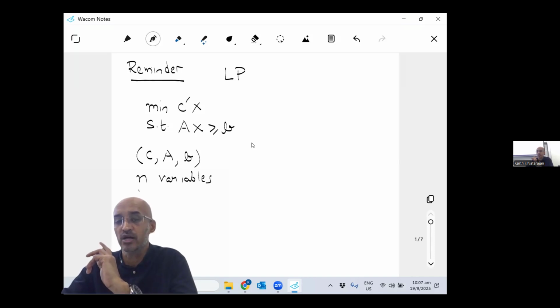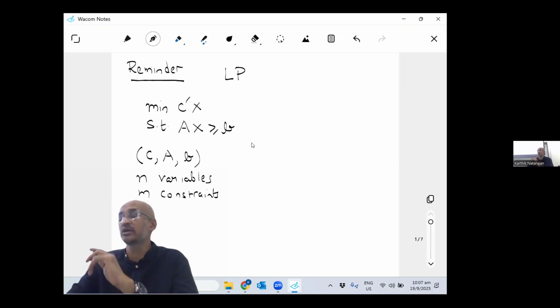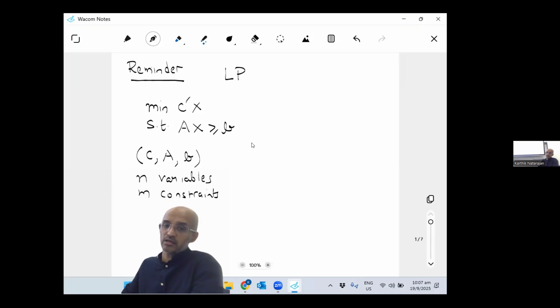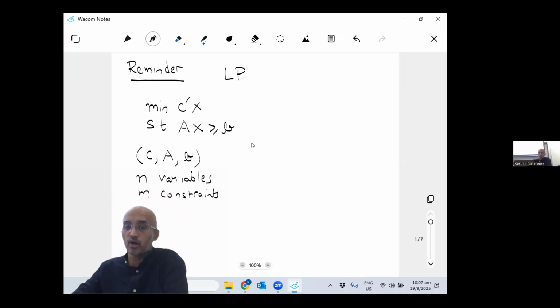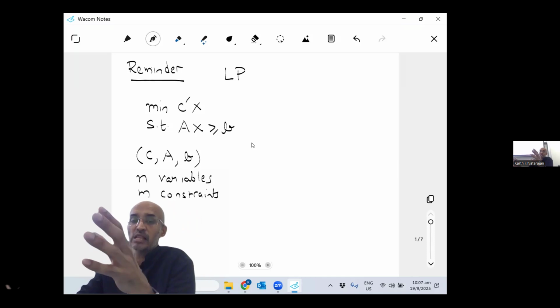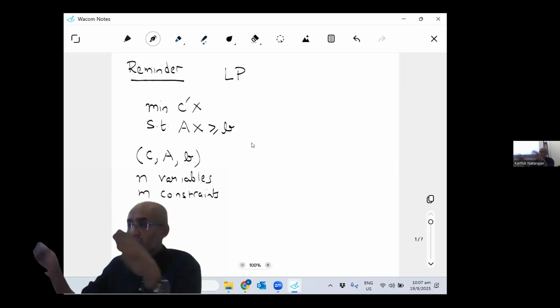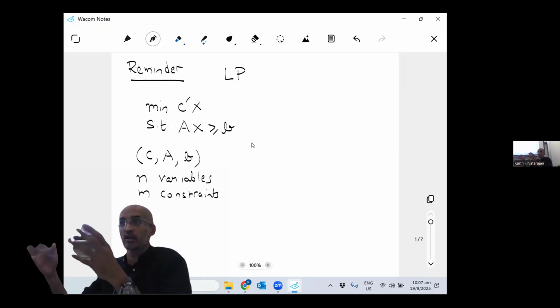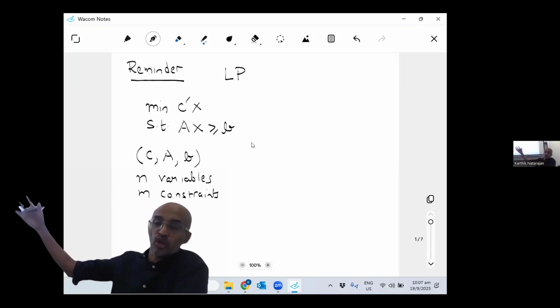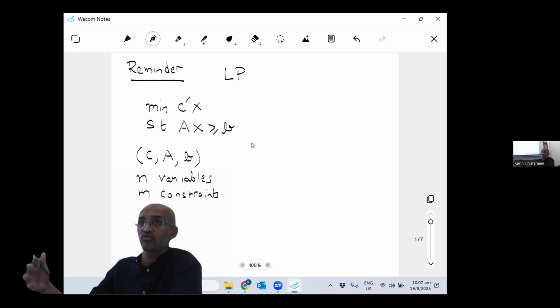and there are m constraints. So the size of the linear program will be determined by n and m. In general, when we talk about complexity, we will talk about using the bit complexity of the numbers in C, A, and B. But at this point, you can think about the size of the LP growing as n and m. So if n and m increase, the LP gets larger. We are hoping ultimately to have algorithms that, when n and m get larger, we should still be able to solve it efficiently as a function of n and m.